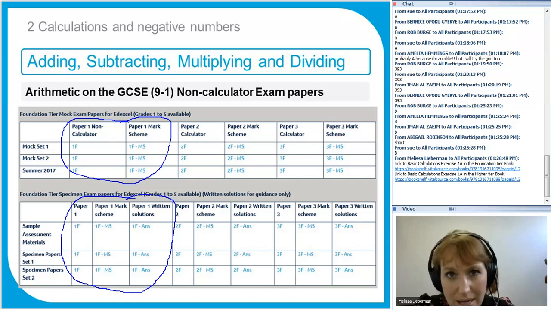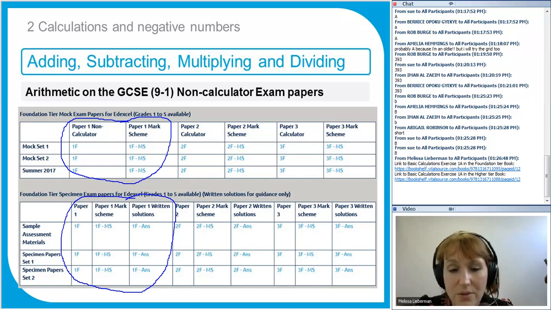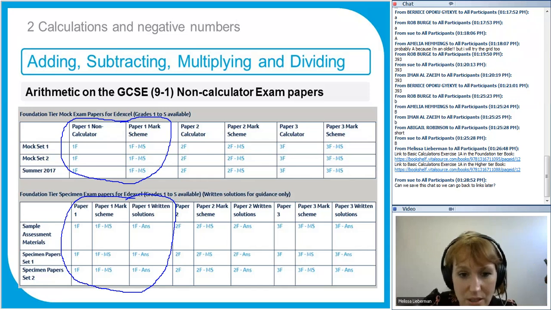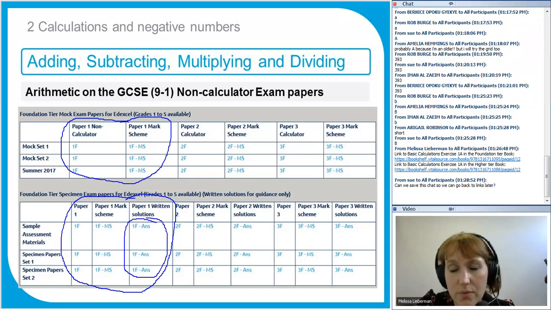I'm not asking you to work through any exam papers at this stage, but I think it's a good idea to look at them right from the start so that you're aware of the types of questions that you're going to have to answer in the exam. Have a look at the written solutions, and that will give you a very good idea of what proportion of the questions in your final exam are going to be arithmetic style questions.